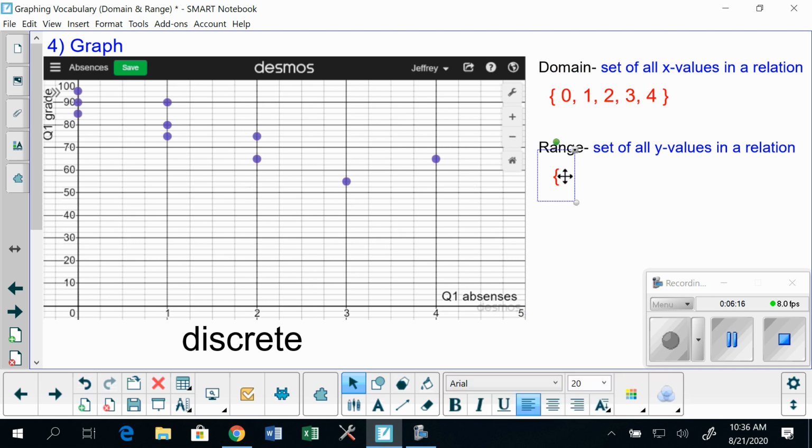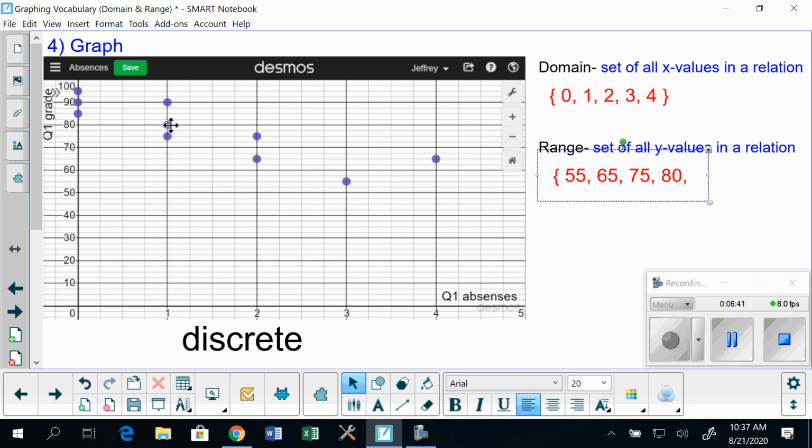Now for the range, I'm going to consider the y values. When I go to write down the range of a relation, this time I want to go from the lowest point to the highest. If I'm looking at a discrete graph, I want to find my lowest point, which is here at 55. And then I'm going to start working my way up. Both of these points have a y value of 65. Both of these points have a y value of 75.